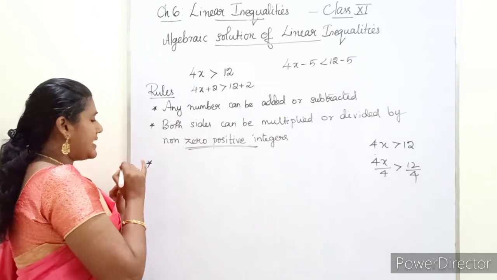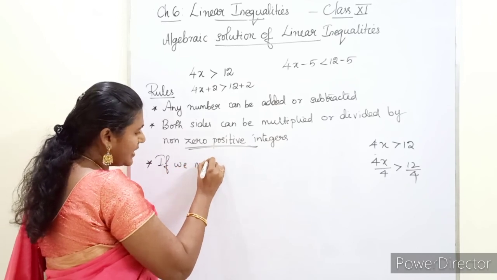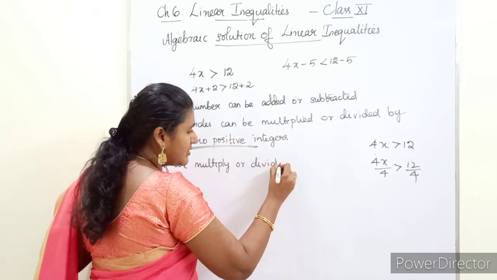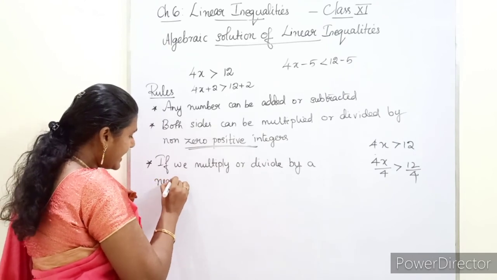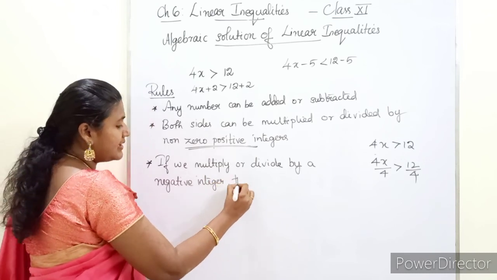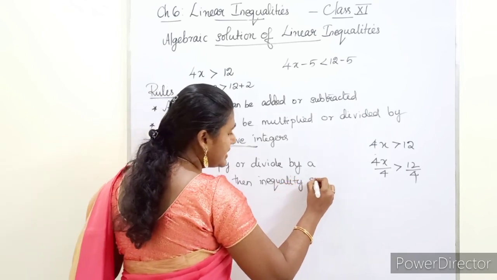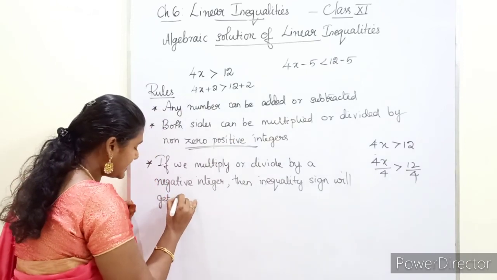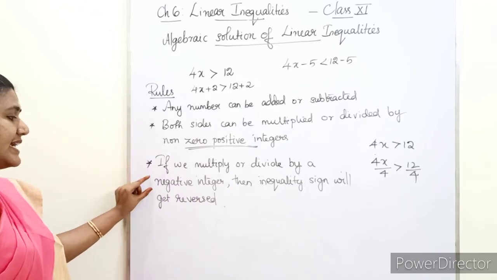Then the third one is, if we multiply or divide by a negative integer, then the inequality sign will get reversed. So this is the last rule, that is, if we multiply or divide by a negative integer.